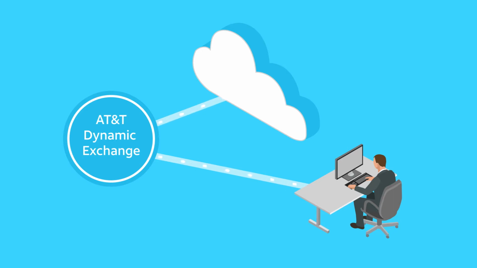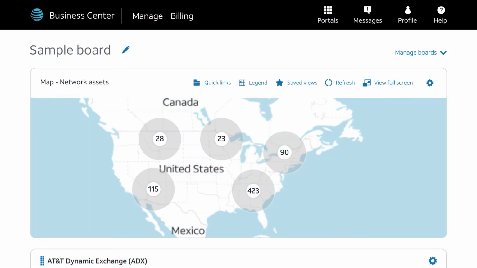In this video, we'll show AT&T Switched Ethernet On Demand customers how to order and set up an AT&T Dynamic Exchange, or ADX, connection for cloud services. Start by accessing the ADX Marketplace. There are several ways to do that.